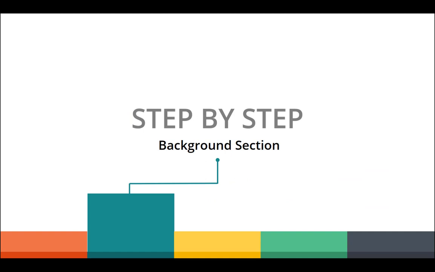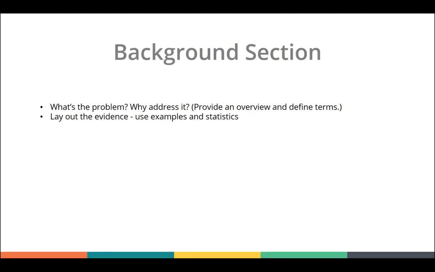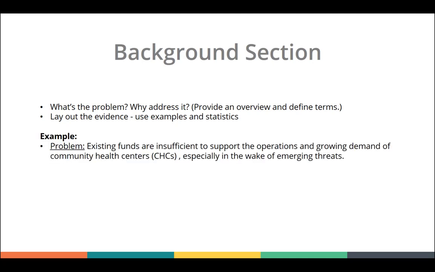The next step in the process is to work on the background section. In the background section, you describe what the issue or problem is and why it's important to address it. You also want to make sure to lay out the evidence using examples and statistics to motivate towards action. In our example, the problem is that existing funds are insufficient to support operations and the growing demand of community health centers, especially in the wake of emerging threats.